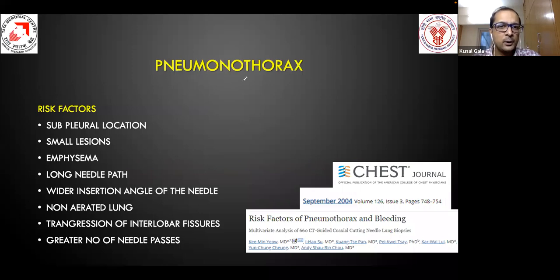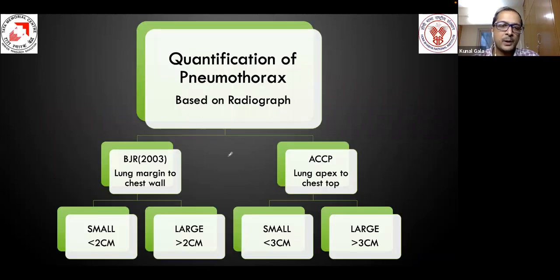Risk factors for pneumothorax are when the lesion is located in a subpleural location, when the lesion is small, when there is too much emphysema, when a longer needle path is used, and when the angle of the needle is wider. That is when it causes more pneumothorax. This is the most important thing: when we are traversing or transgressing the lobar fissures, when we enter the parietal and visceral pleura on both sides, that is when pneumothorax is most common. Also when we are doing a greater number of passes.